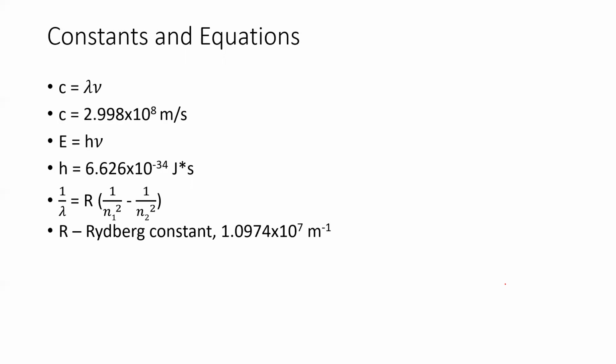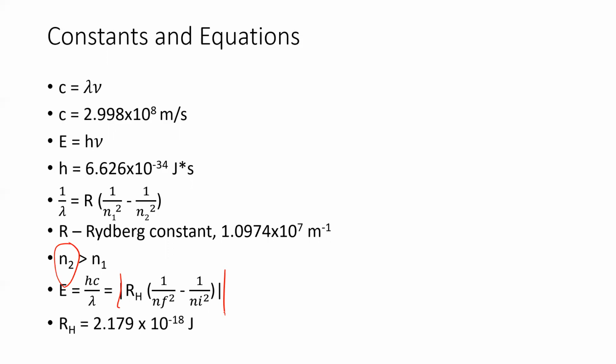That is very useful if you have wavelength and you only want to find energy levels. And you have to make sure that N2, because it's going from a higher state to a lower state, is always the bigger number. Now, if you want to solve for energy, we can use a new Rydberg constant, RH, and plug that in, and then we'll just always use the absolute value for that transition.